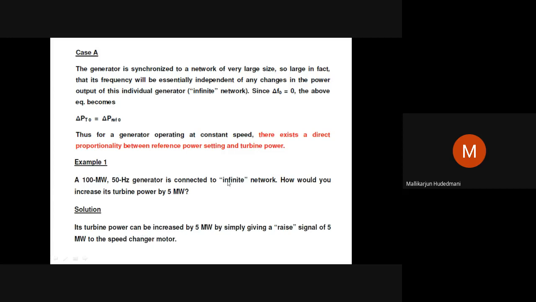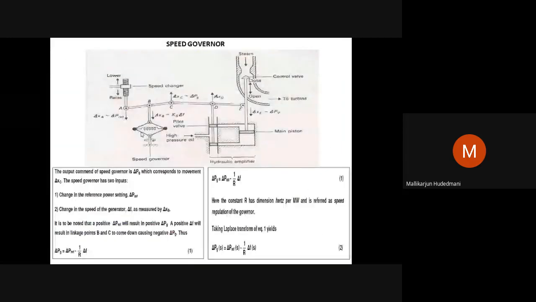When I say infinite, frequency deviations are 0. When it is synchronized to an infinite bus, frequency deviation is 0. When frequency deviation is 0, definitely I will not have any feedback from the actual sensor here. So whatever setting you do, that setting will directly go to this point to open or to close the valve. It means the demand is to increase the mechanical power by 5 megawatt.